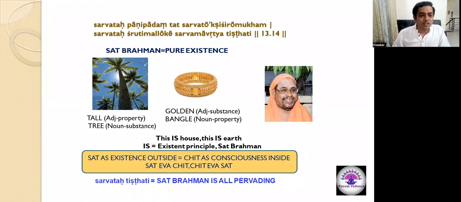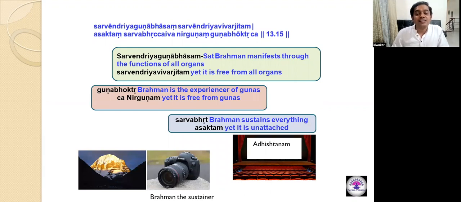In the next slide, we see the verse 15 where Lord Krishna says, all the sense organs are revealing Sat Brahman at all times, as Brahman manifests through the functioning of all these organs. Sarvendriya gunabhasam. Yet, Sat Brahman is unaffected, unattached from all the organs. Sarvendriya vivarjitam. Brahman is the experiencer of gunas, yet is free from all the gunas, nirgunam. Brahman is the sustainer of everything, sarvabhrut, yet is asaktam, unattached.